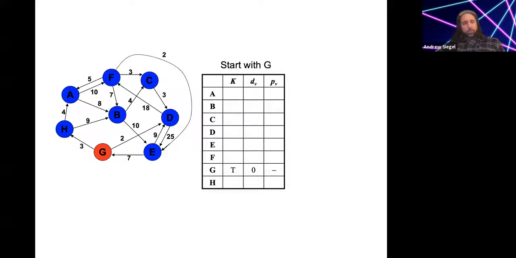Okay, so we say, okay, we're done with G. We're not going to get any better than 0. It has no parent because it's the starting point, and now it's in the set K. Okay, so then what do we do next? We ask, where can we get from G? That's the next step in the algorithm. Okay, from G we can get to D, and we can get to H.